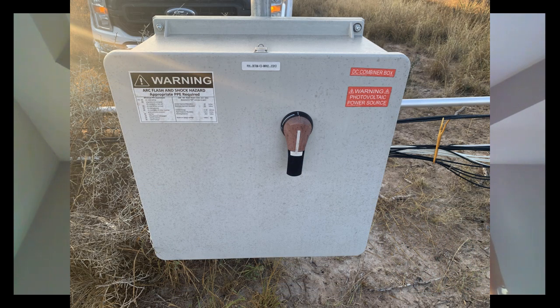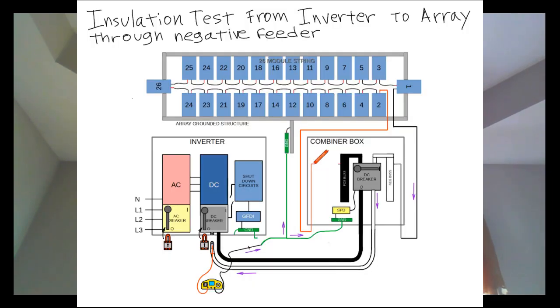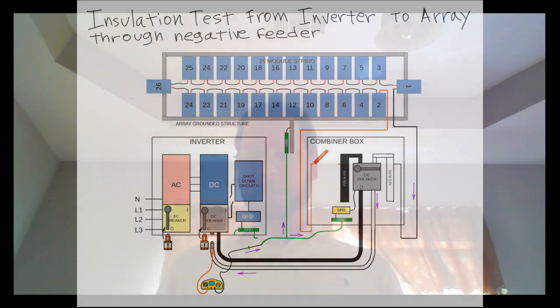Begin the insulation resistance test process by isolating each combiner box from the rest of the system. Once they are isolated, you can perform an insulation resistance test on each combiner. Comparing results from each test lets you identify outliers that warrant additional testing.